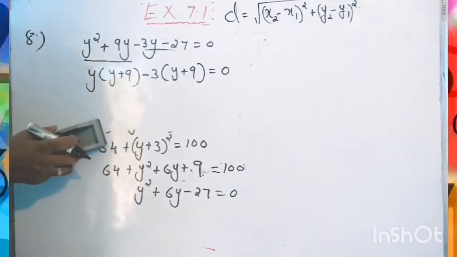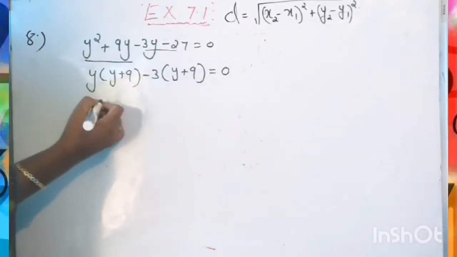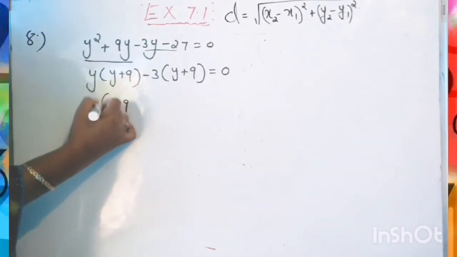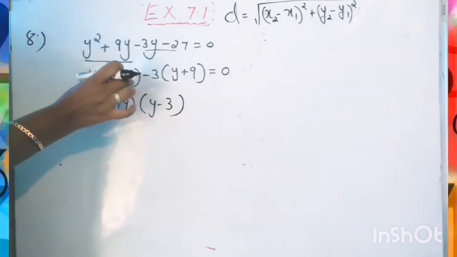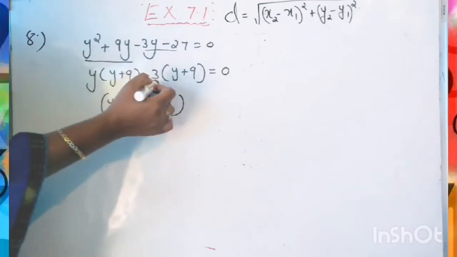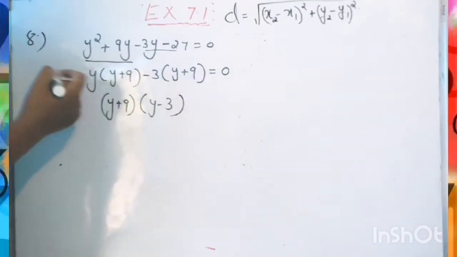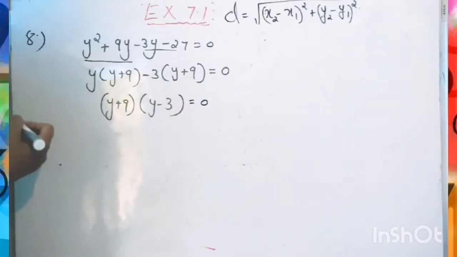Now consider these two terms. We know that y plus 9 is common. Take it outside. Y plus 9 into y minus 3 we will get. If we take that y plus 9 outside from the first term, we will have y there. And from the second term, minus 3 will be there. So y plus 9 into y minus 3 is equal to 0.